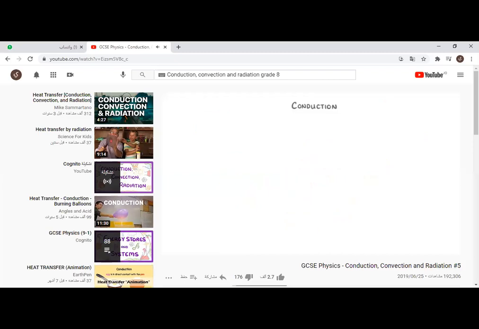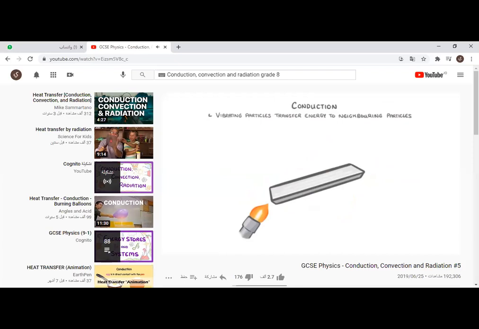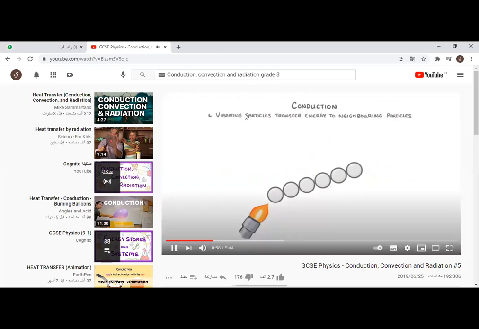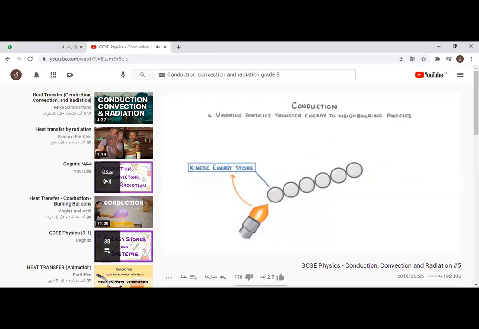Let's start with conduction. The key idea behind conduction is that vibrating particles transfer energy to neighboring particles. To understand how this works, let's imagine that you are heating one end of a piece of metal with a Bunsen burner. And imagine the piece of metal as a series of particles. As the end of the metal is heated, energy is transferred to the kinetic energy store of the particles at that end.